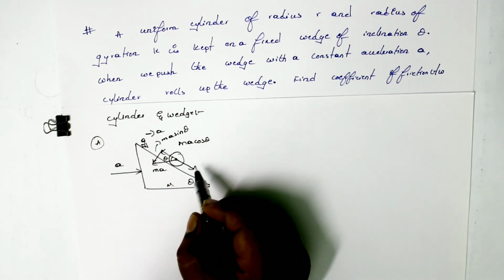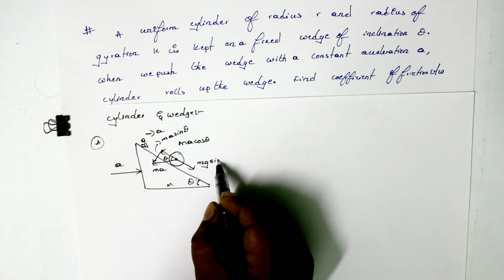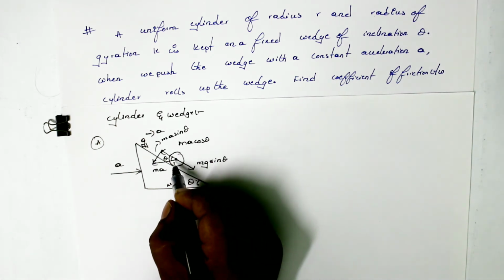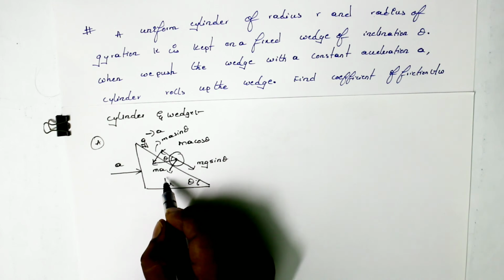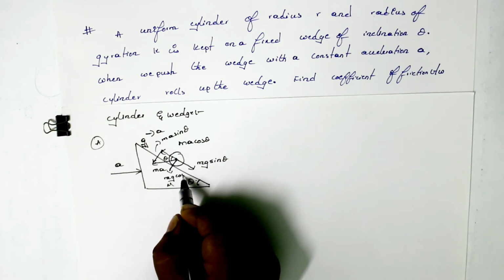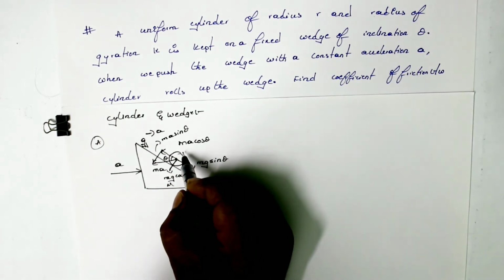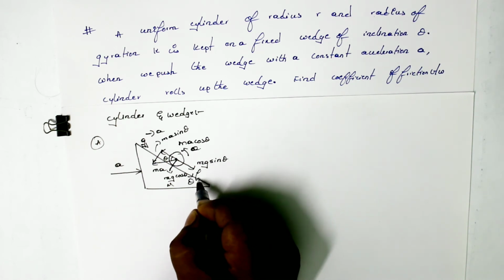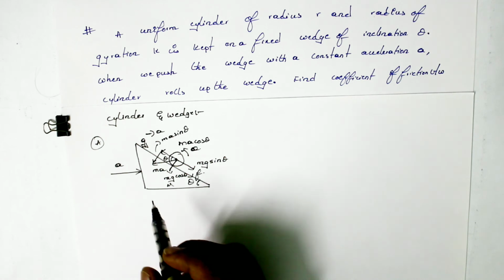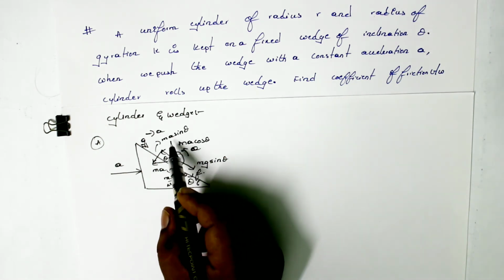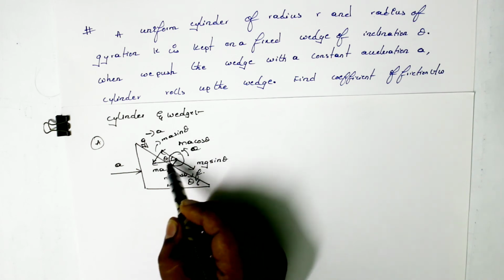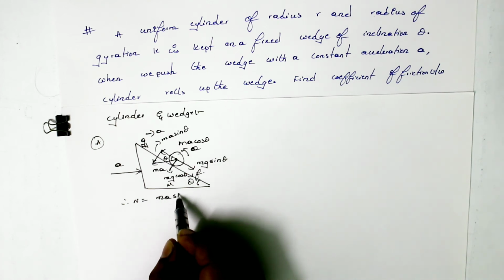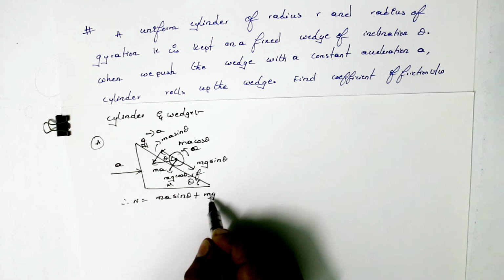Some more force components are present, which is mg sin theta, the weight component parallel to this inclined plane, and one more force, that is mg cos theta. So these are the different forces present, and if this cylinder rolls upwards with an angular acceleration of alpha, then friction starts acting in the downwards direction. Therefore, ma sin theta and mg cos theta are pushing this inclined plane downwards. So I will write the normal reaction should be equal to ma sin theta plus mg cos theta.